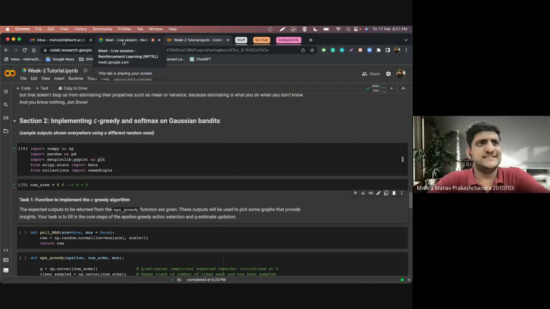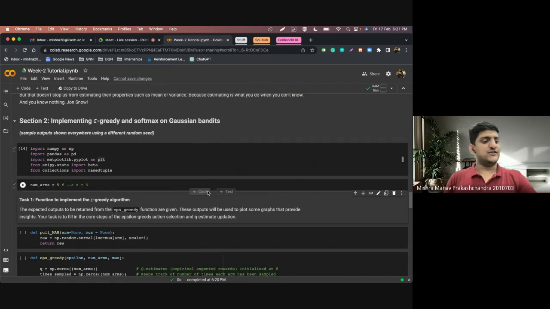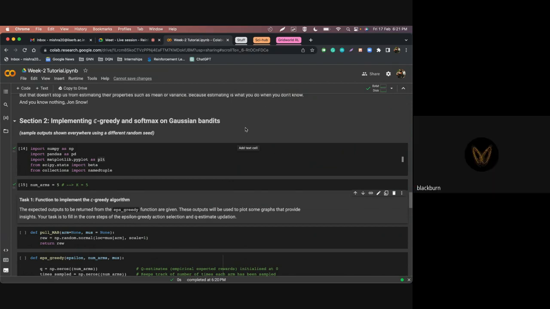What happens in softmax is you have e to the power minus q upon beta divided by the sum of e to the power minus q by beta. You remember this formula, right? Yes. For softmax. So what happens is, in epsilon greedy, the random action that you sample, that exploration part is sort of random. Do you understand that? Yes, that action is random in exploration.